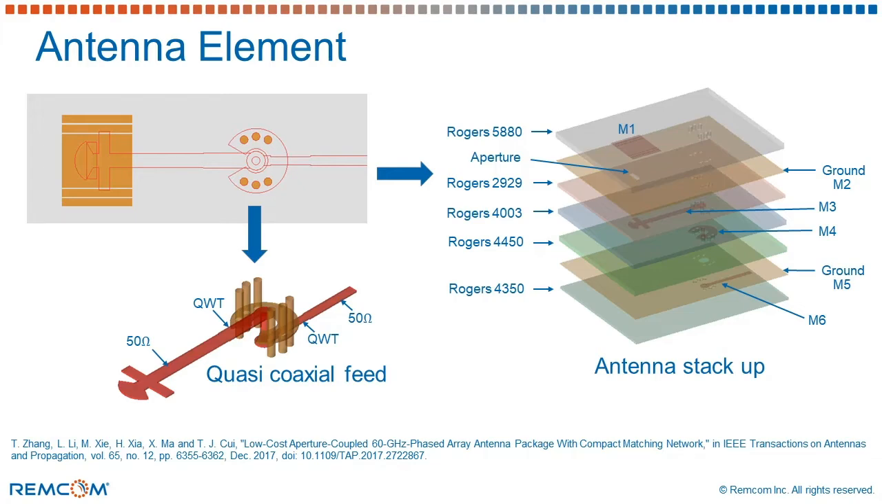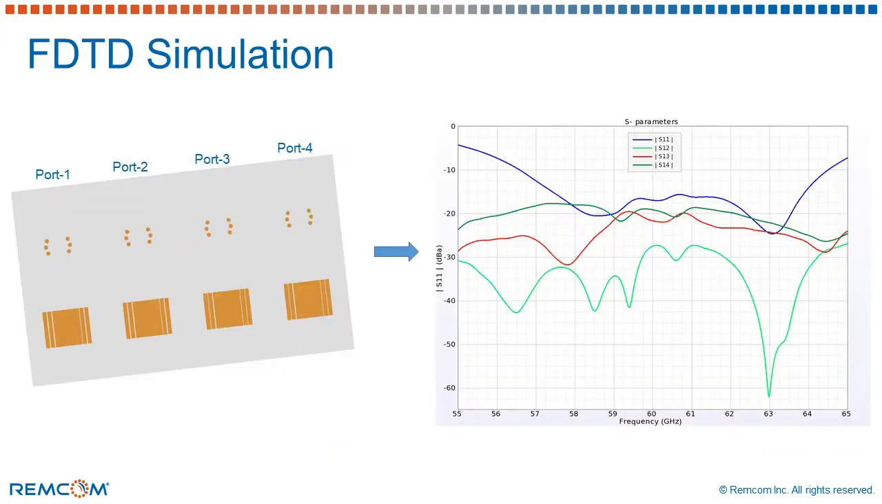First, a single element is designed and replicated into an array of 4 elements as shown in the figure. An FDTD simulation is performed on such a structure with each port individually excited while all the other 3 are terminated with a passive load to obtain the S parameters. The S parameters of this antenna array are shown to the right.